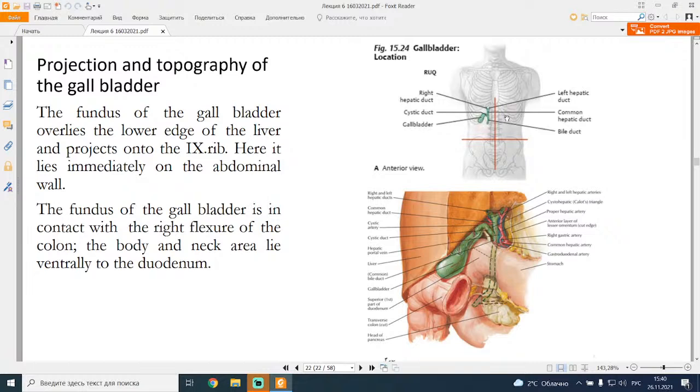The fundus of the gallbladder is in contact with the right flexure of the colon. The body and neck area lie ventrally to the duodenum.